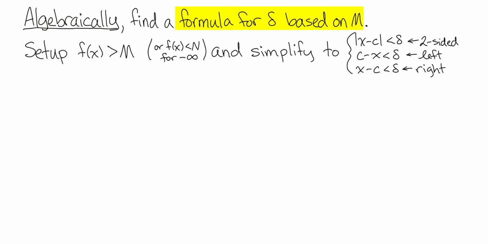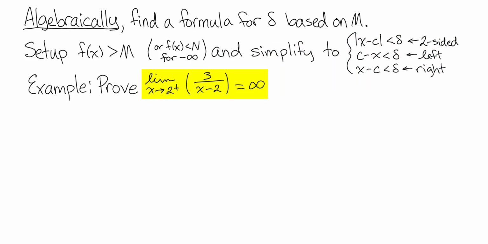We want to find a formula for delta based on m, like we did earlier when we found formulas for delta based on epsilon, so that we can say given any m, we can find the matching delta. So to do these types of proofs, we're going to set up the y information. In this case, f of x is greater than m. If we had a value for our limit of negative infinity, we would set up f of x is less than n. And simplify this to whatever type of limit we're dealing with, a two-sided limit, a limit from the left, or a limit from the right.